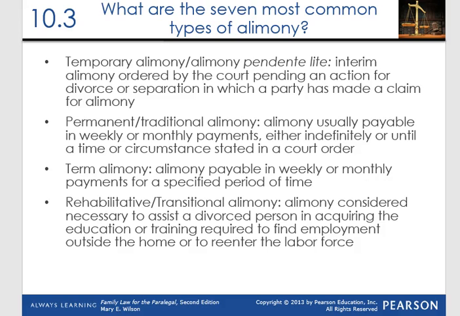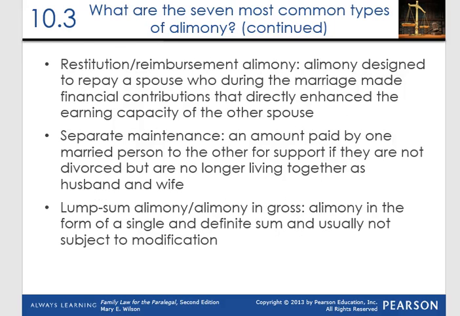Rehabilitative or transitional alimony is alimony considered necessary to assist a divorced person in acquiring the education or training required to find employment outside the home or to re-enter the labor force. Restitution or reimbursement alimony is alimony designed to repay a spouse who during the marriage made financial contributions that directly enhanced the earning capacity of the other spouse. These are going to be circumstances where one party supported the other party while they obtained an advanced degree, a law license, a medical license, things like that.